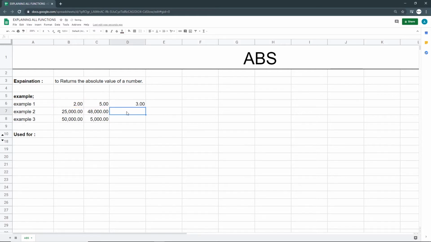In example 2, we have 25,000 subtracted by 48,000. It returned -23,000. But using the ABS function, it returns +23,000. As you can see in example 3, there is no effect when the number is positive.